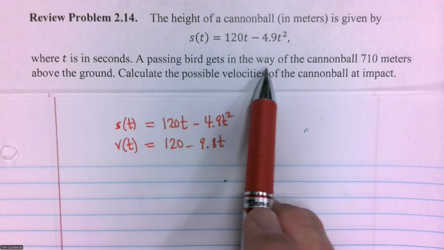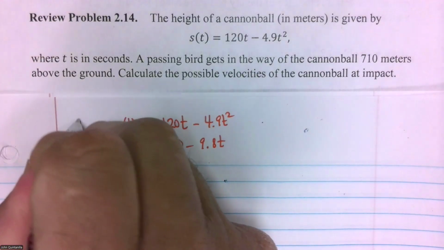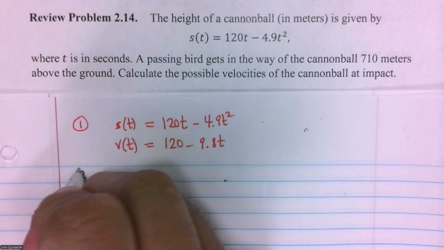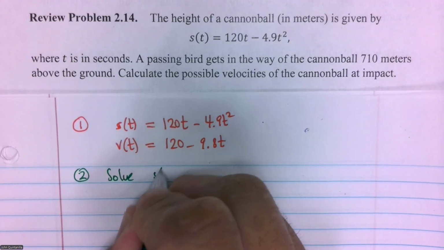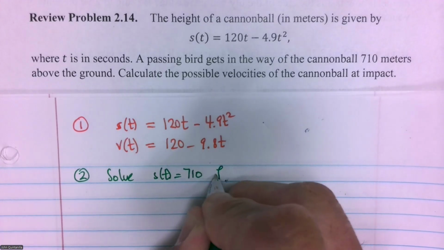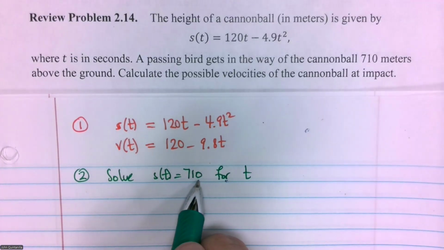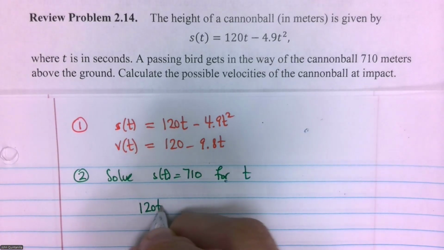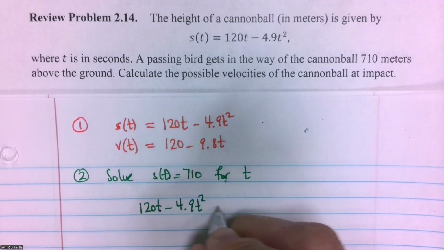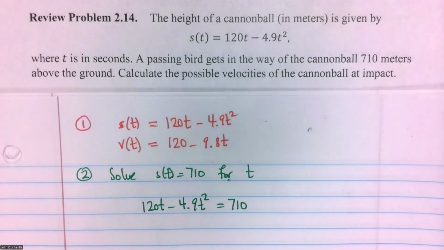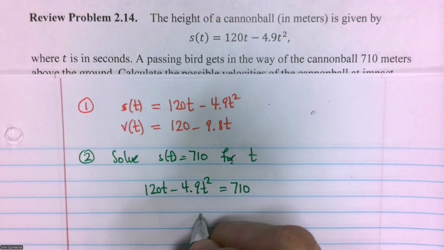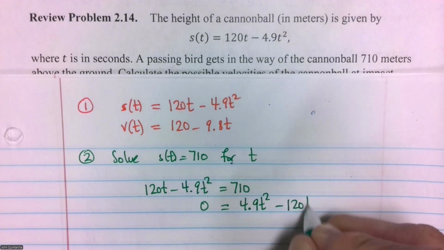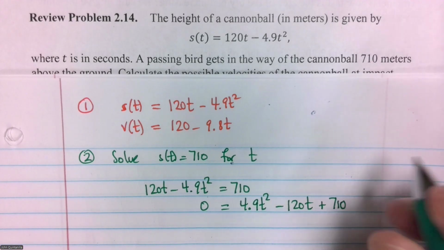Okay, a passing bird gets in the way of the cannonball at 710 meters above the ground. So that suggests that we solve s of t equal to 710 for t. We set the height equal to 710 and figure out the time at which this happens. So 120t minus 4.9t squared is equal to 710, and we can get everything over to the right-hand side. We get 0 equal to 4.9t squared minus 120t plus 710.